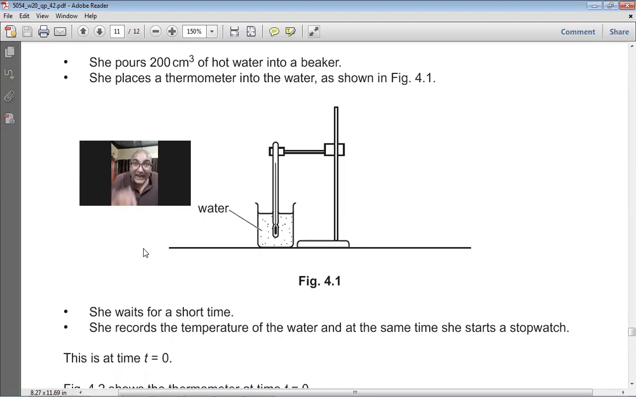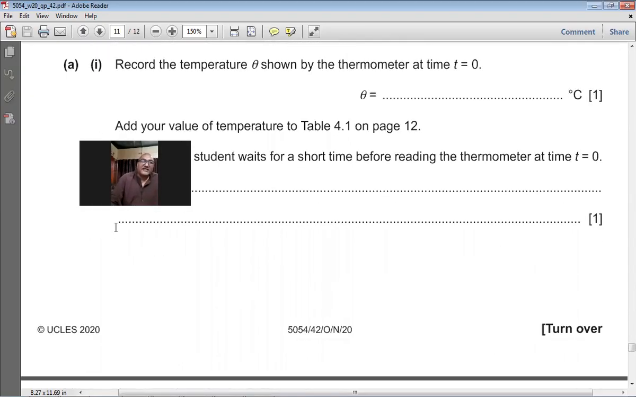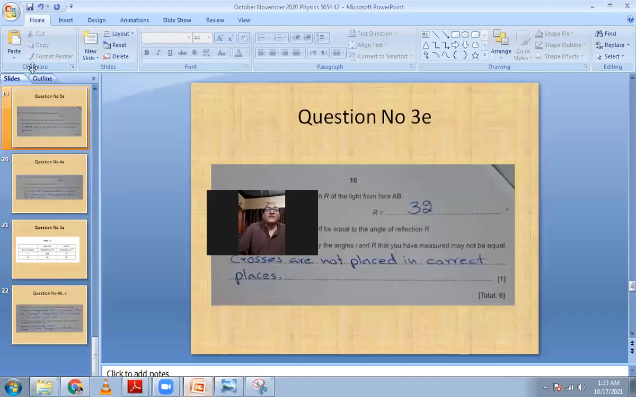You give a few seconds for the thermometer to come into thermal equilibrium with the hot water, so it can show the maximum temperature the water has. You do not immediately start the stopwatch as you put the thermometer into the water. So that's the reason. Let me show you my work. I have also written.